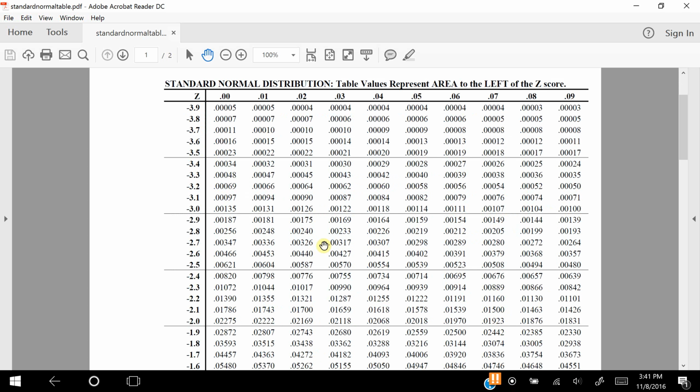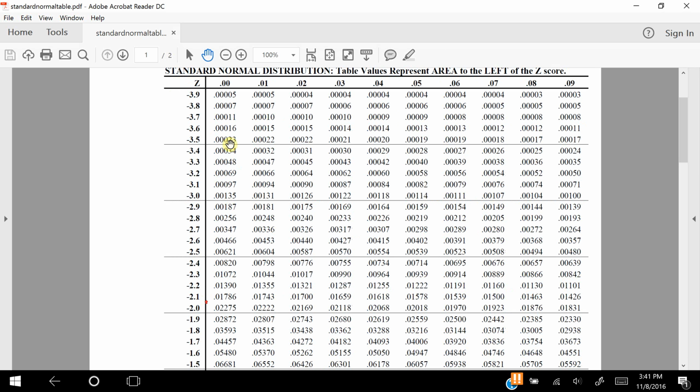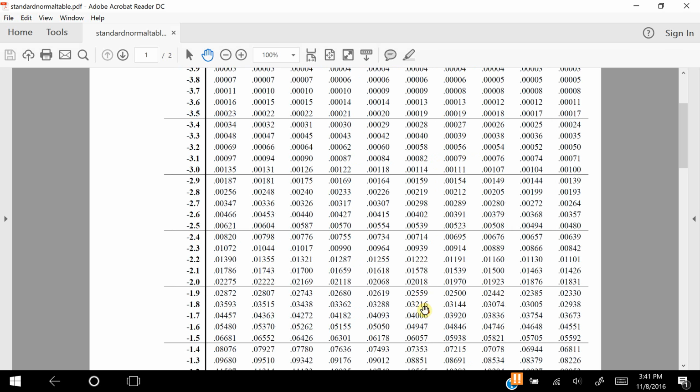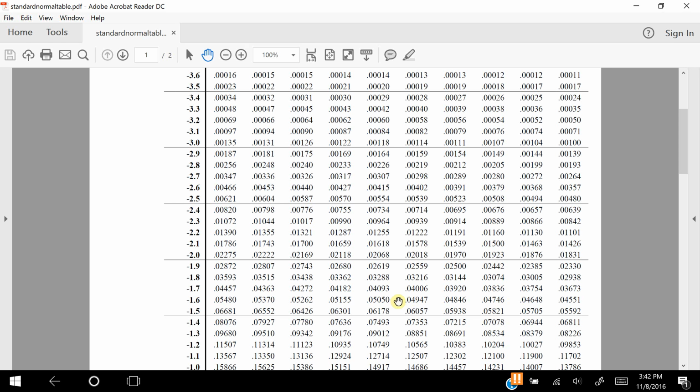If you remember, our score was negative 1.65. So on the table, negative 1.6 is the first part of the score, and along the top there's the second decimal place, and mine is 0.05, so I want to be looking in this column. Negative 1.6, 0, 1, 2, 3, 4, 5. That's my probability that I'm interested in, 0.04947. And that's the one I'm going to subtract to get what I've got here.